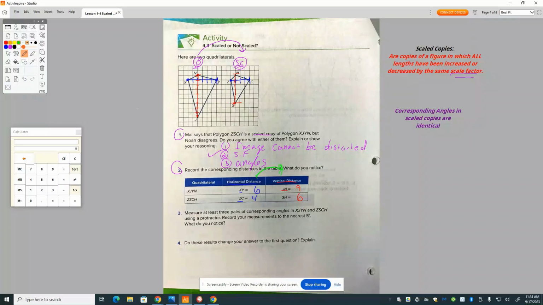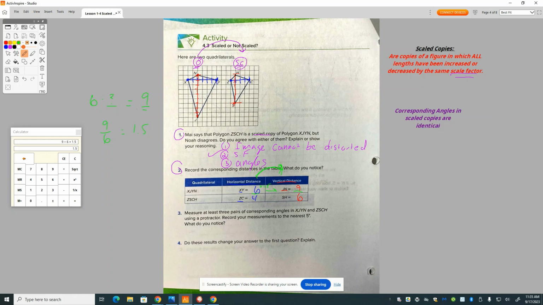Now that we've recorded the corresponding distances from the table, let's double check to see if there exists a scale factor. Looking at this, 6 times what value would give me 9? I'm not quite sure, so I'm going to write that statement to the left. 6 times what value equals 9? Whatever this value is, it's going to be 9 divided by 6. So 9 divided by 6 is going to give me 1.5. So I know that if I multiply 6 times 1.5, I would end up with 9.